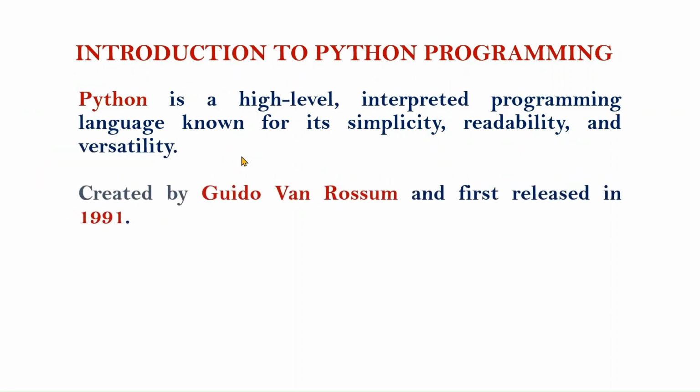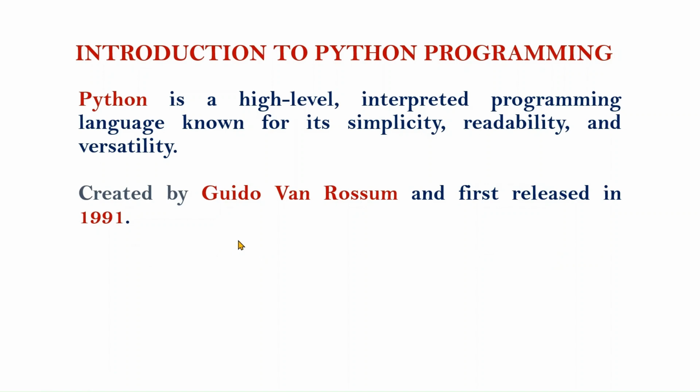Then who is the creator of Python? The creator of Python is Guido van Rossum and it was first released in 1991. And still thereon, slowly it has been developed. And around 2020 onwards, it has taken a nice boom.